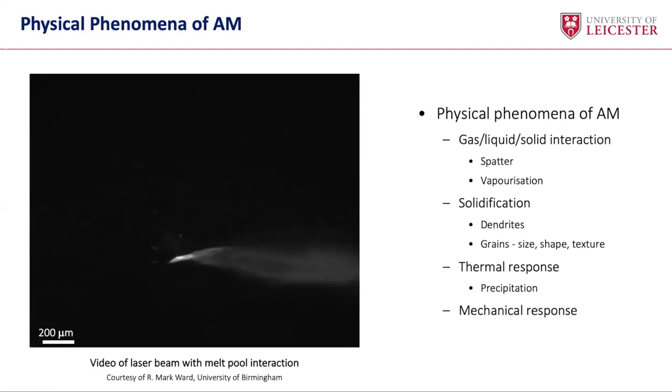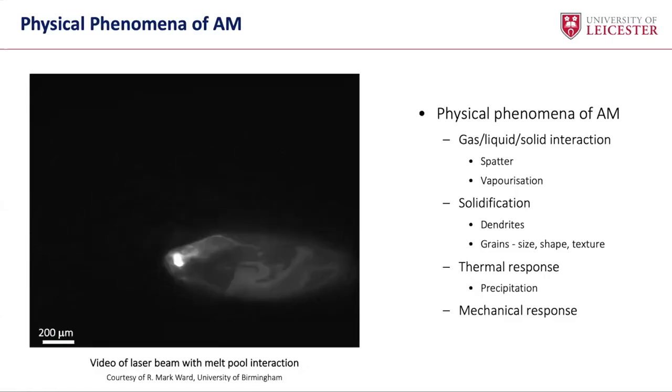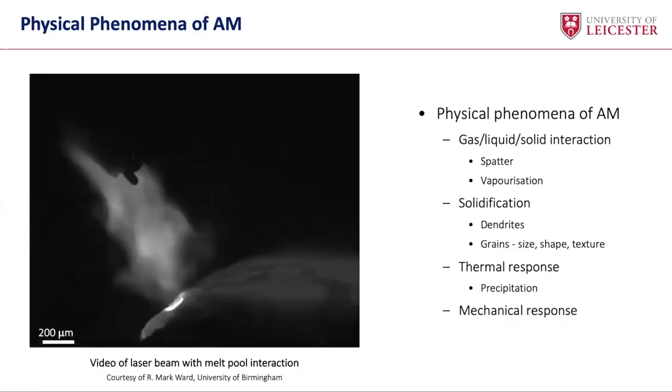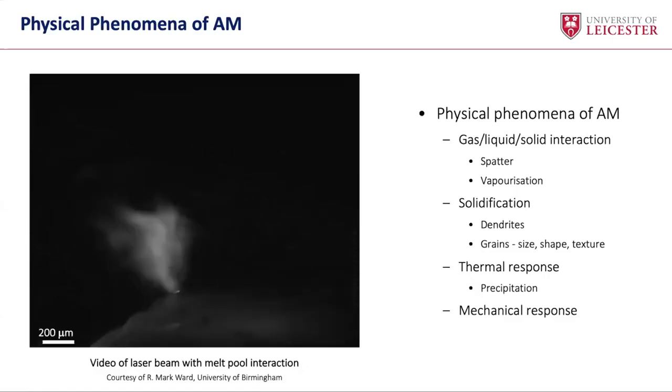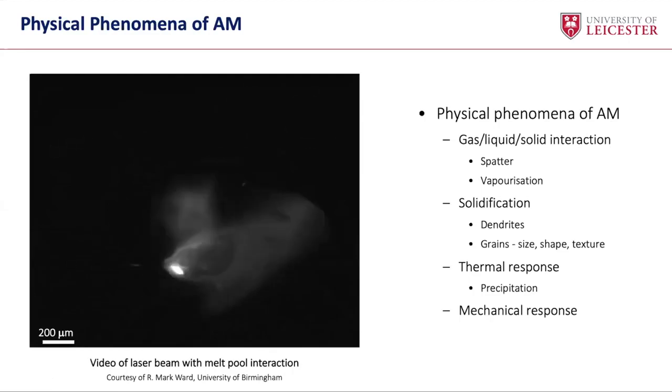And from this video, you see a lot of phenomena happening here. Gas, liquid, solid interaction, spatter, vaporization. You see a vapor plume now. And then the emerging microstructure, dendritic growth or cellular growth or whatever. This needs to be understood in order to predict the final mechanical property.